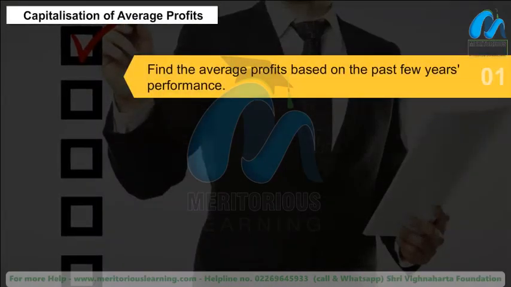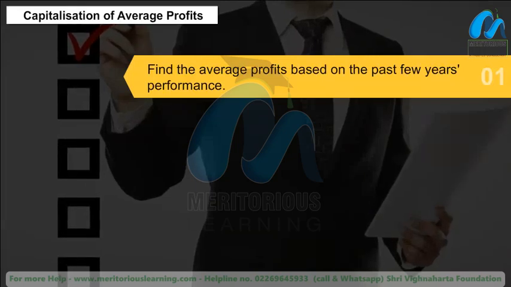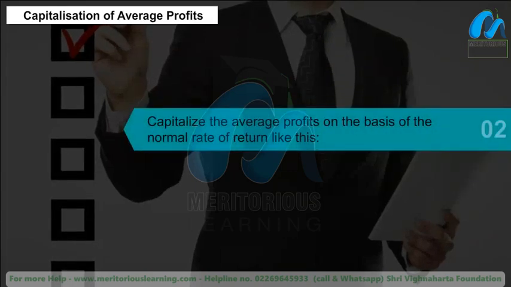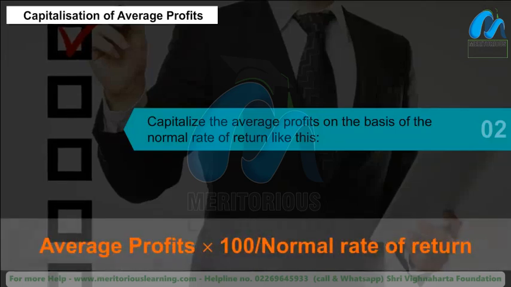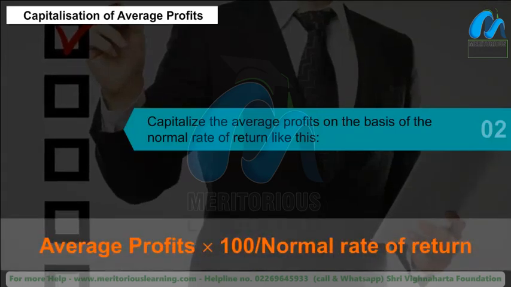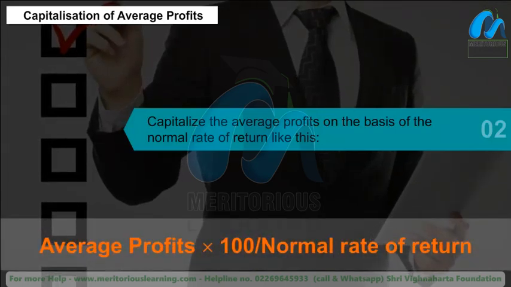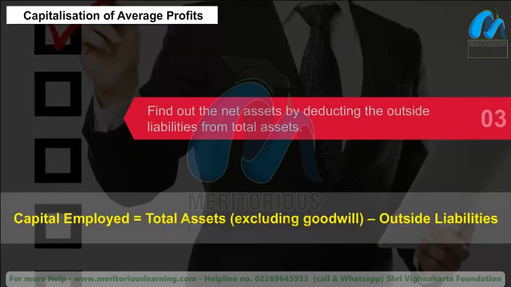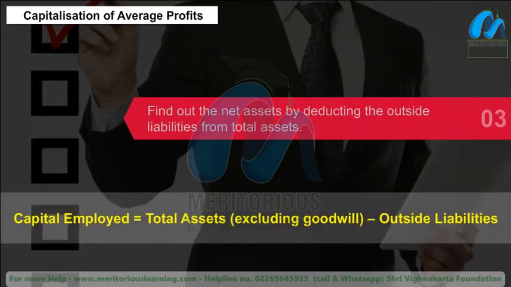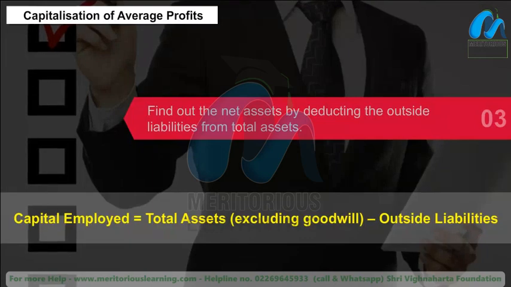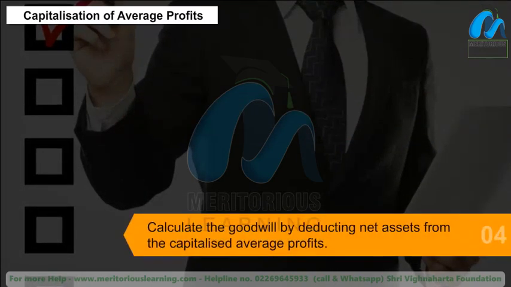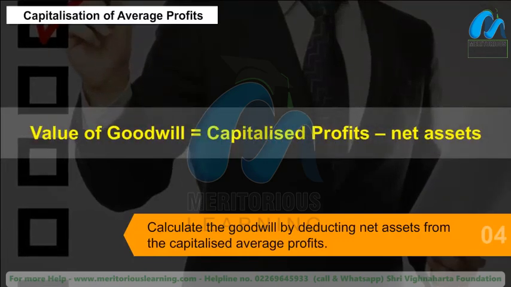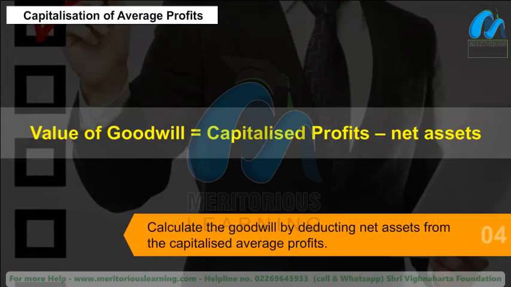1. Find the average profits based on the past few years' performance. 2. Capitalize the average profits on the basis of the normal rate of return like this. 3. Find out the net assets by deducting the outside liabilities from total assets. 4. Calculate the goodwill by deducting net assets from the capitalized average profits.